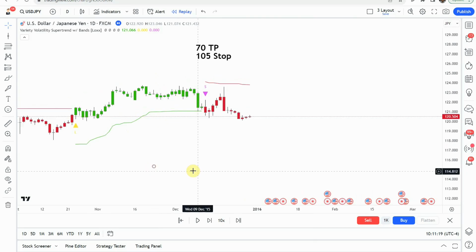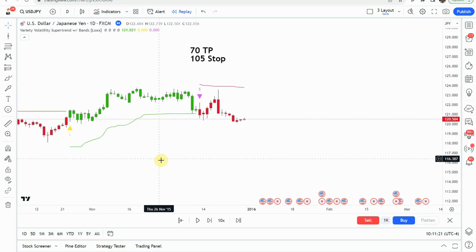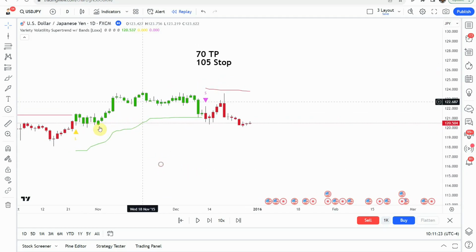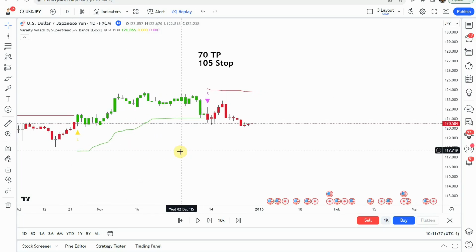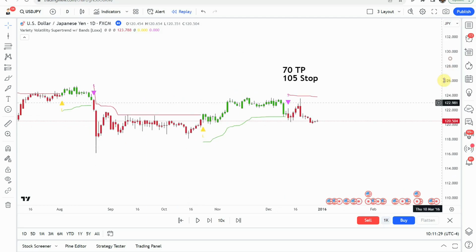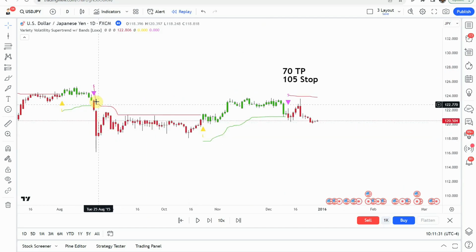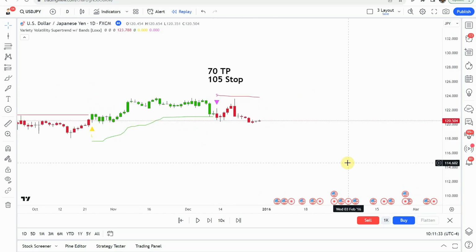Now, even though it is called the classic SuperTrend in the settings, it is not exactly the same as the standard SuperTrend. It definitely has a slightly different calculation and gives different buy and sell signals.